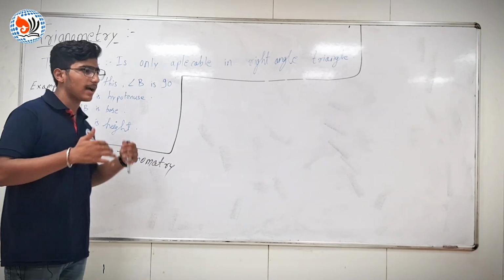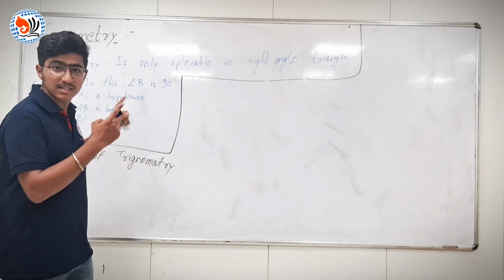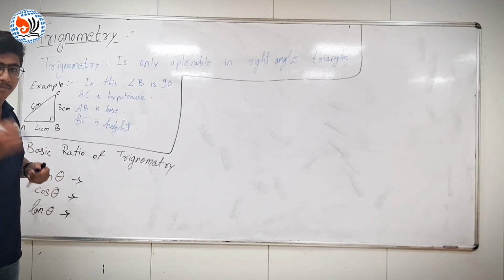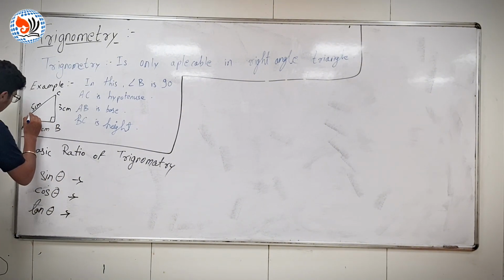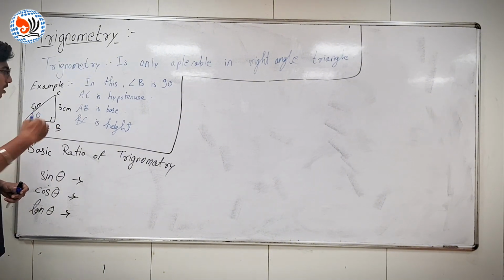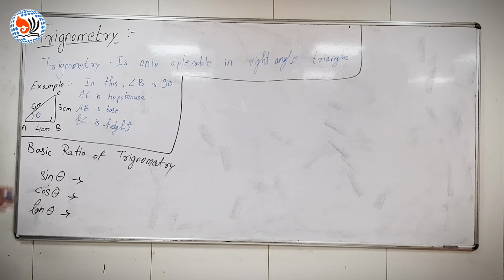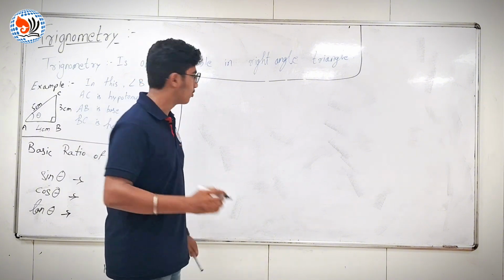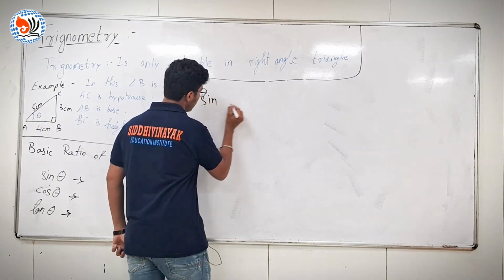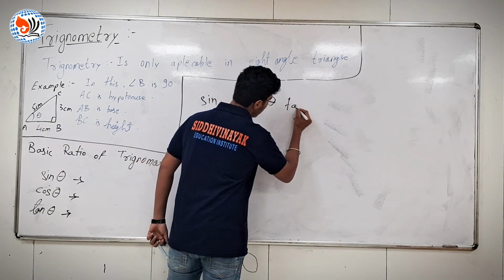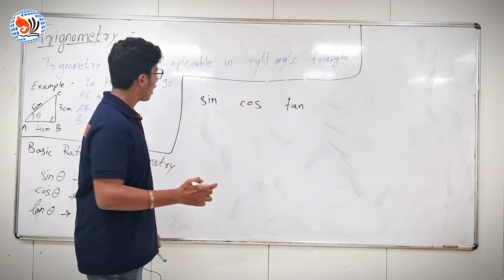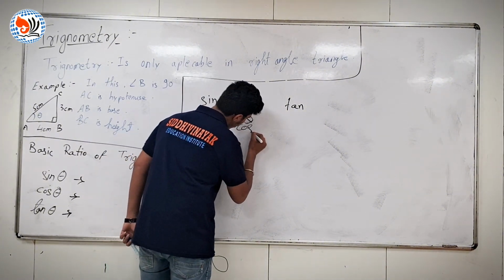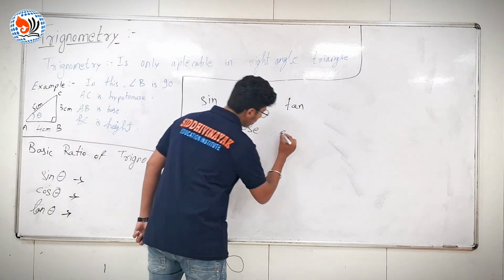So now we have to apply trigonometry in this diagram. First of all, we have to take an angle as our main angle. I am taking angle A as theta to continue my equations. Now there are six main ratios of trigonometry. Examples are sine, cos, tan, and the other three are just reciprocals of these, like sec, cosec and cot.